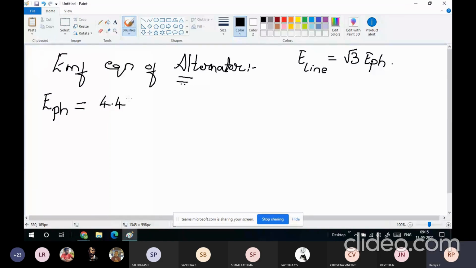4.44 Kc, that is your pitch factor, Kd is nothing but the distribution factor, f phi Tph, right? So this is the expression for the EMF equation of an alternator.